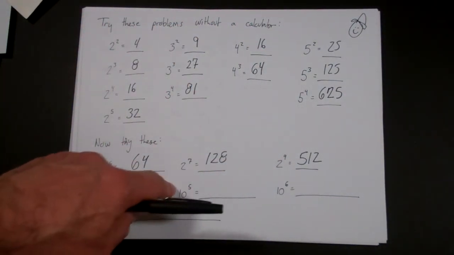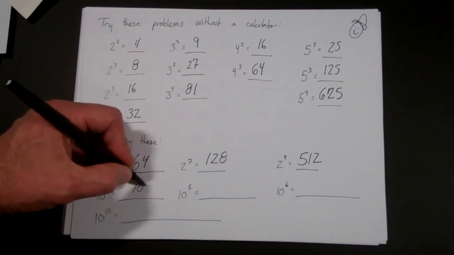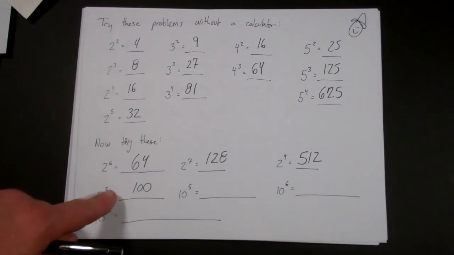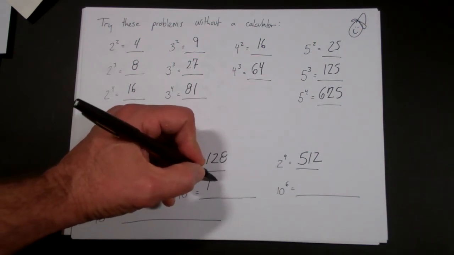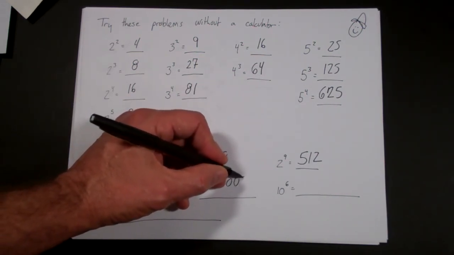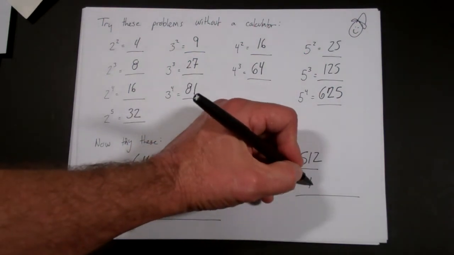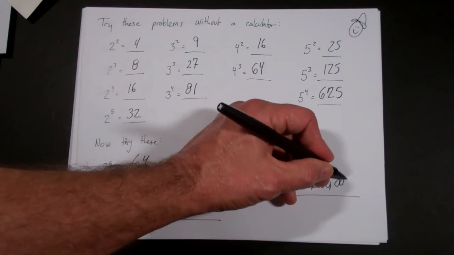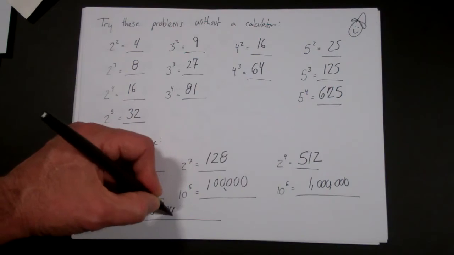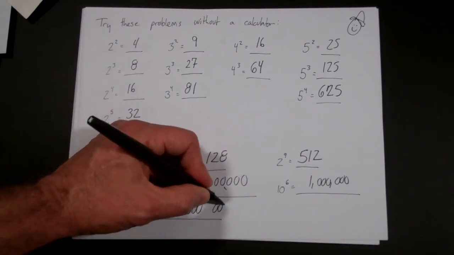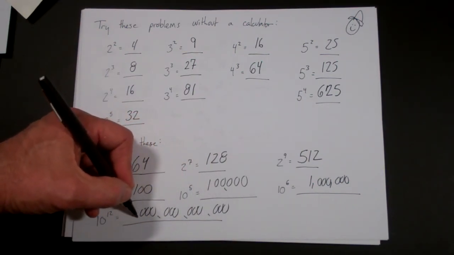Now 10 squared, 10 to the 5th, 10 to the 6th, and then 10 to the 12th. Well, 10s are actually really easy. 10 squared is 100. That's 10 times 10. Notice that 10 squared is 1 with 2 zeros. 10 to the 5th is 1 with 5 zeros, 1, 2, 3, 4, 5, or 100,000. 10 to the 6th is a million, or 1 with 6 zeros. And 10 to the 12th has 12 zeros. Let me see if I did that right. 3, 6, 9, 12. And that's 1 million, 1 billion, 1 trillion.